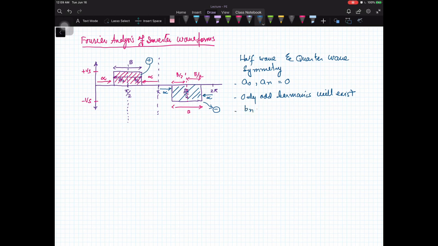We need to calculate only the Bn Fourier series coefficient. So for Bn, using the quarter wave symmetry, I can write that Bn will be equal to 4 by pi, integration from alpha to pi by 2, of our function or the voltage level in this interval, in this half cycle. The starting angle is alpha and the ending angle is pi by 2. So I am going to take only this part. There are 4 such parts, so you can see the multiplication of 4 over here. So Vs into sine of n omega t, with integration with respect to omega t.